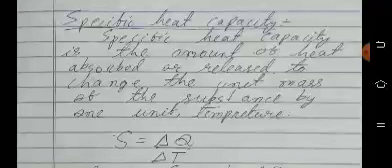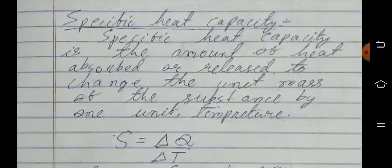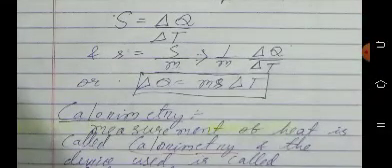Specific heat capacity. Specific heat capacity is the amount of heat absorbed or released to change the unit mass of the substance by 1 unit of temperature. You should note down this also. S is equal to delta Q by delta T, which gives small s is equal to capital S by m is equal to 1 by m delta Q by delta T. So, delta Q is equal to m s delta T.